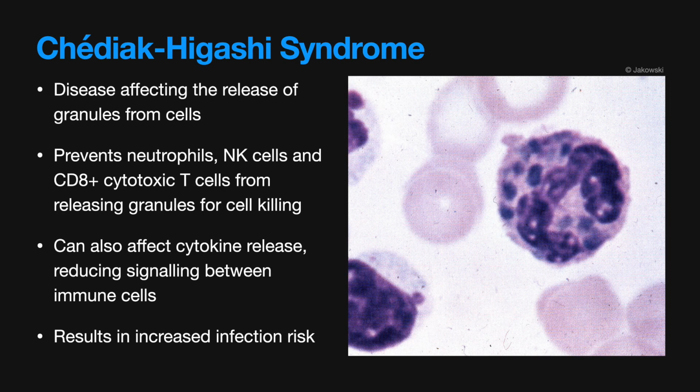Chediak-Higashi syndrome is a disease that affects the release of granules from cells throughout the body. In the immune system, this prevents neutrophils, NK cells, and cytotoxic T cells from releasing their granules that they use for cell killing. It can also affect cytokine release from cells, preventing appropriate signaling between immune cells. The combined effect of these factors results in an increased infection risk for the animal.